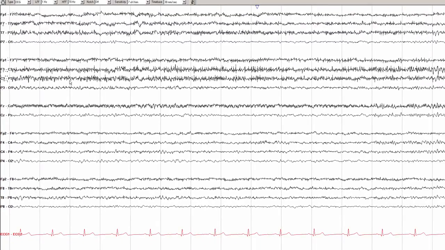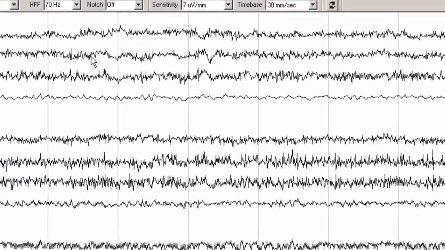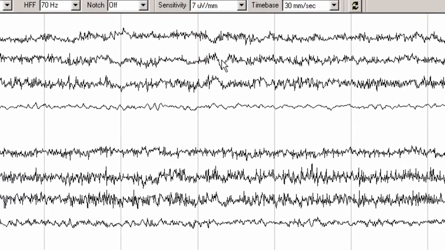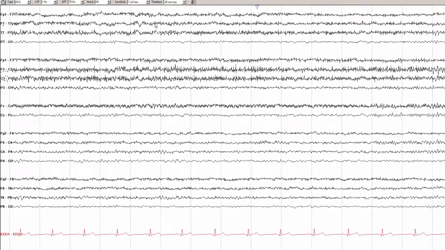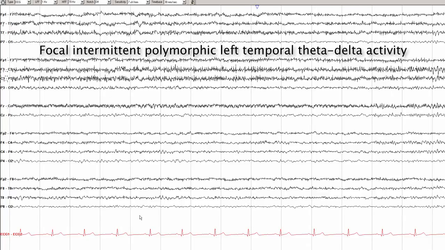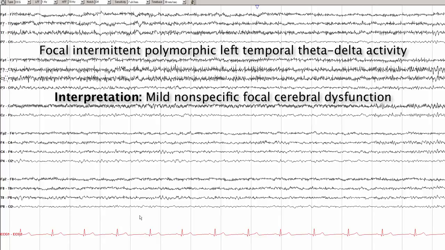Moving forward a few seconds, take a look at the left temporal region in this 3 seconds. Again, compare it to the analogous head region on the other side. Here we can see that there are several waveforms in the theta and delta range that we see on the left, especially in the left anterior temporal region, that we do not see on the right. Therefore, we can say that there is some focal slowing or some focal polymorphic, i.e. not rhythmic, theta and delta activity in the left temporal region not seen on the right. This is an indication of some mild focal cerebral dysfunction, but it is a very nonspecific finding that can be seen in a lot of disorders.